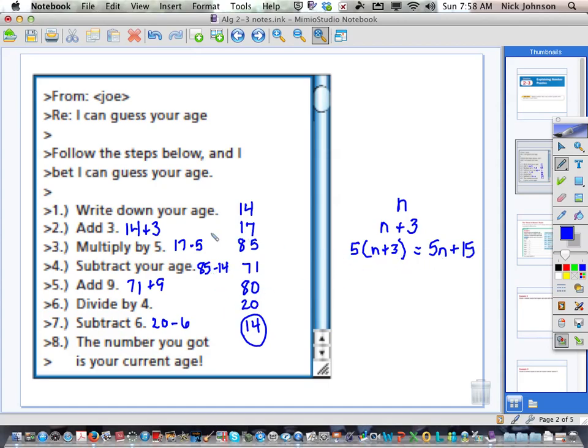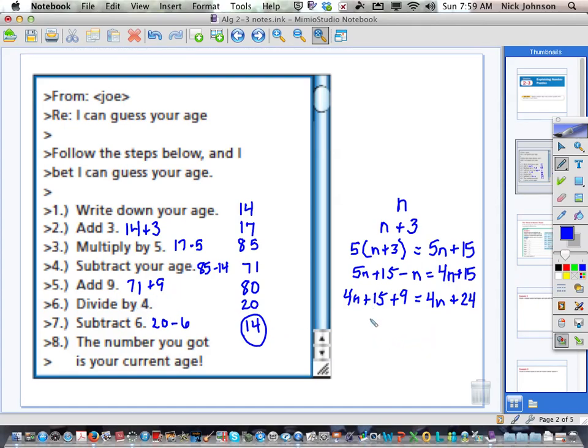Then the next step says, after you multiply by 5, subtract your age. Well, our age algebraically is n. So actually what I'm doing is taking 5n plus 15 and subtracting an n, combine like terms. 5n minus n is 4n. And then I still have my plus 15. Next step says add 9. So I'm going to take 4n plus 15, add 9 to it, combine like terms. There's only one n, so I bring that with. 15 plus 9 is 24, you all should be telling me.